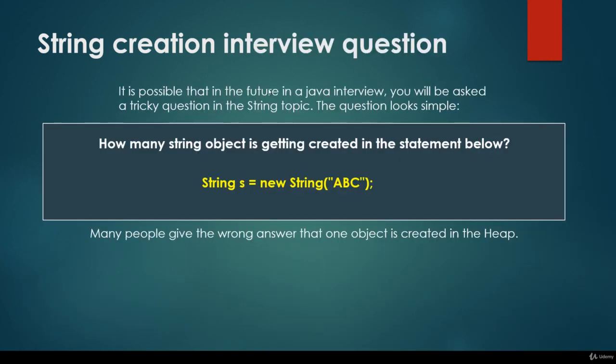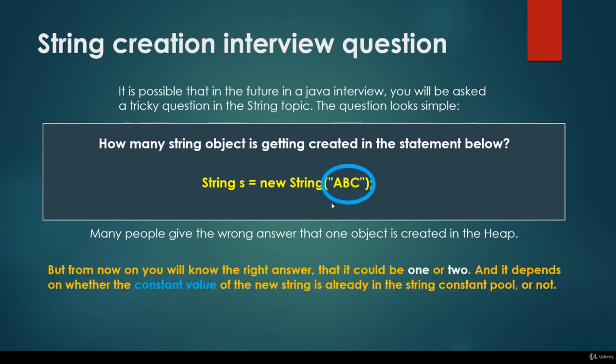It is possible that in the future, in a Java-related interview, you will be asked a tricky question in the string topic. The question looks simple: how many string objects are getting created in the statement below? If we create a new string with the help of the new keyword, then what's going to happen? In this case, the answer is that it could be 1 or 2. It depends on whether the constant value of the new string is already in the string constant pool or not.